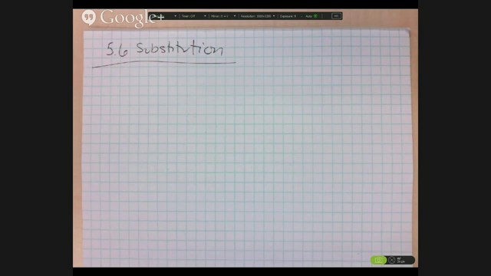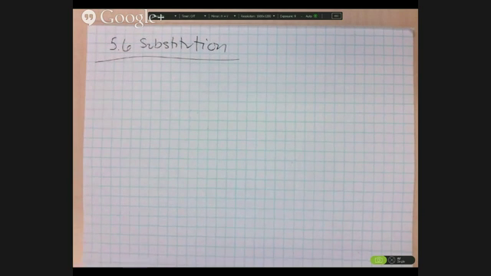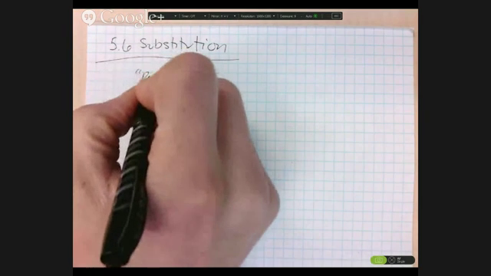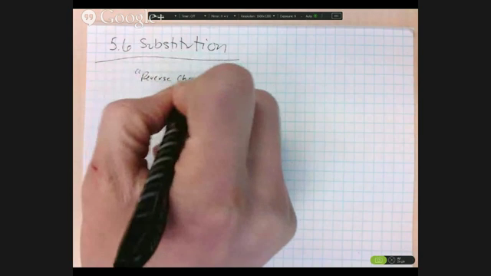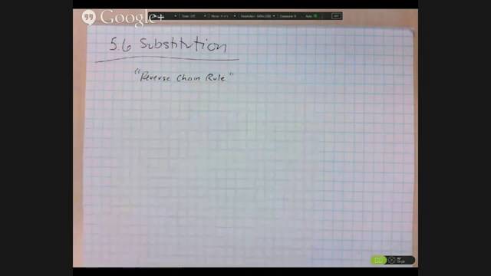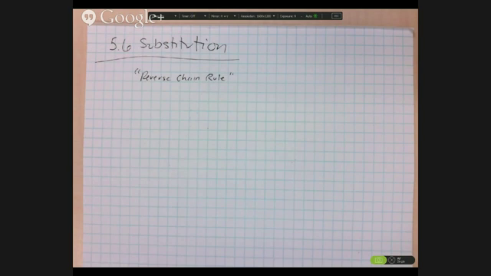Okay, so substitution is a method to solve integrals. Some people call it the reverse chain rule. Okay. So we're going to start with the derivative that requires the chain rule, and then I'm going to build it backwards just to give you an idea of where this is headed and the relationships involved.